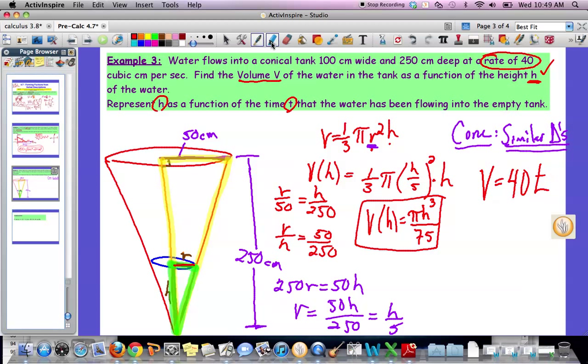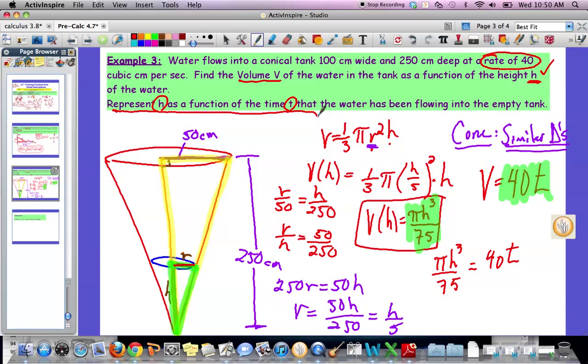Volume equals this. Well, if volume equals this, and volume equals this, what can you conclude about the two things in green? They're equal to each other. So we know that pi h cubed over 75 equals 40 times t. We know that they're equal to each other. Which letter do I want to solve for if it says represent h as a function of time? I want to solve for h. A little bit hard to solve this one for h. I'll do it in 2 steps.